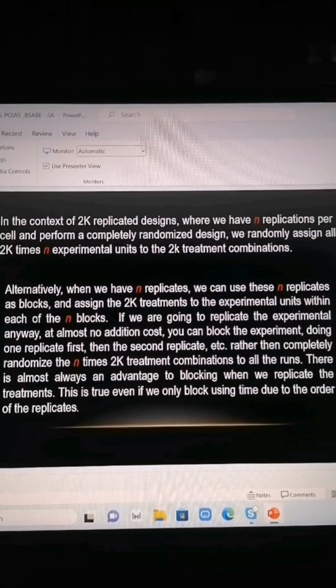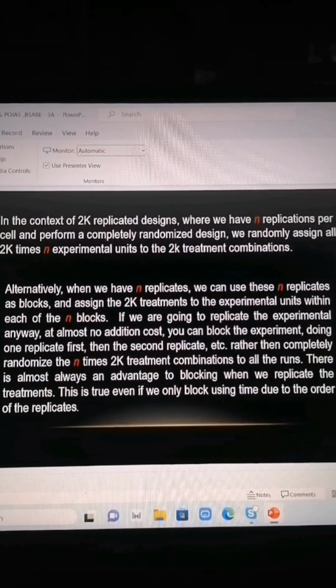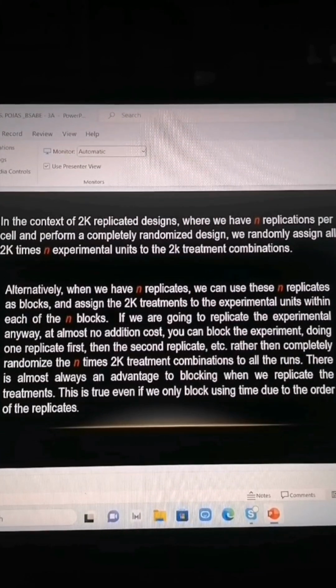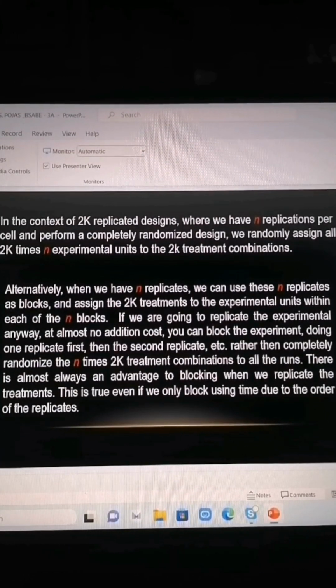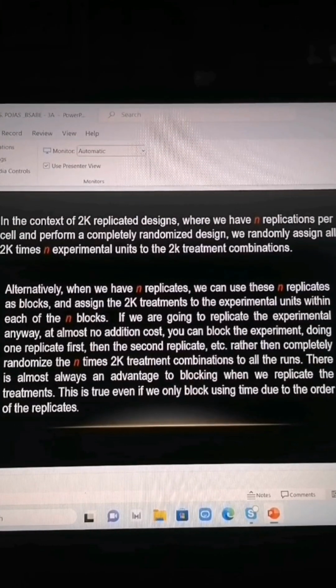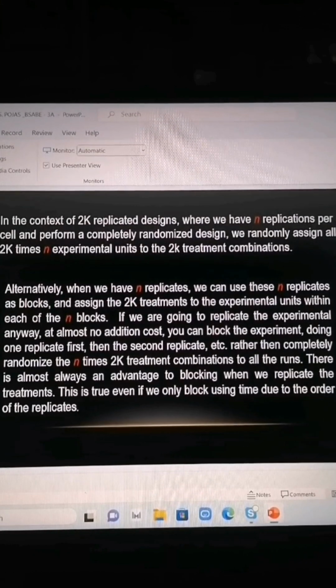If we are going to replicate the experiment anyway, at almost no additional cost, you can block the experiment, doing one replicate first, then the second replicate, and so on, rather than completely randomizing the n times 2^k treatment combinations to all the runs. There is always an advantage to blocking when we replicate the treatments. This is true even if we only block using time due to the order of the replicates.